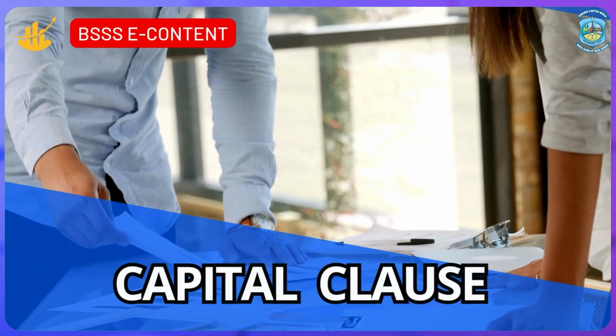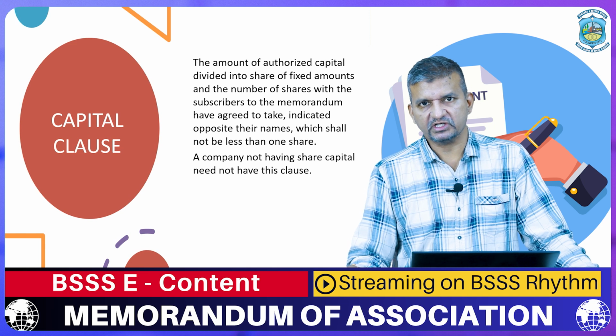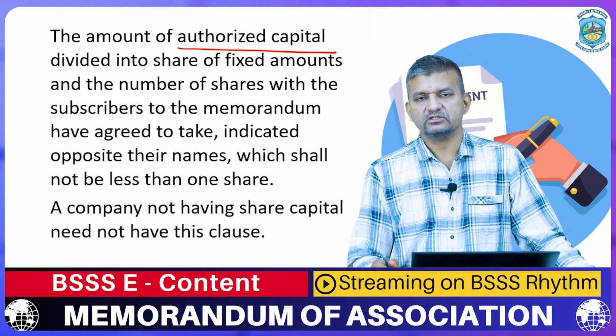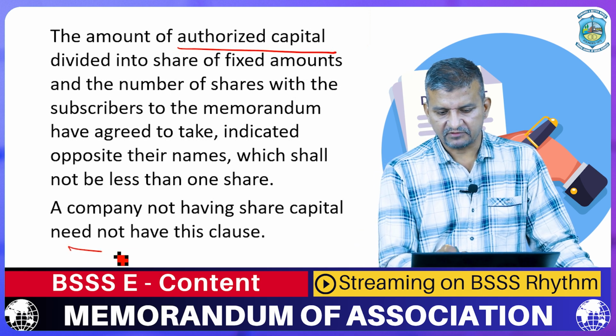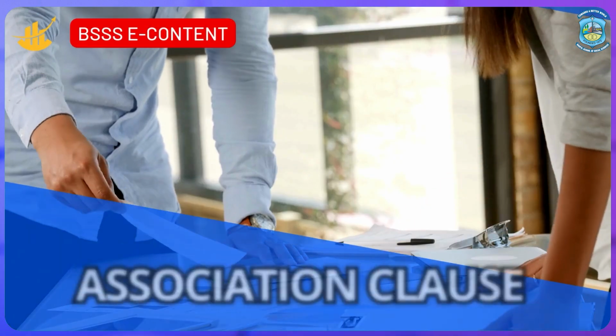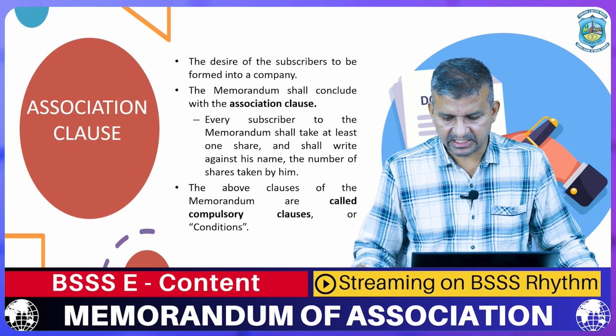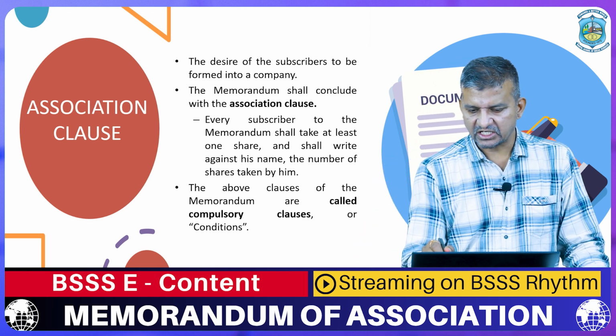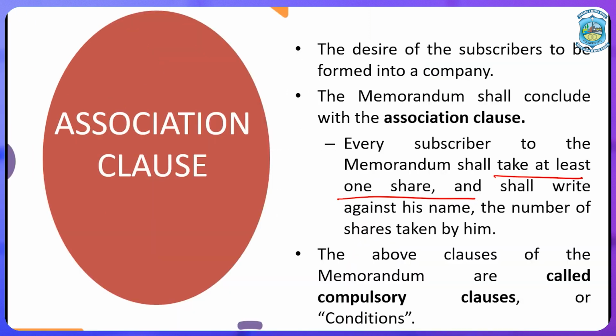The capital clause will clearly mention the authorized capital with which the company is registered, and a company which does not have a share capital need not have this clause. Now, the last one is the association clause. Under the association clause, it is very clearly mentioned that every subscriber to the memorandum shall take at least one share and shall write against his name the number of shares taken by him. These are all the compulsory clauses of the Memorandum of Association.